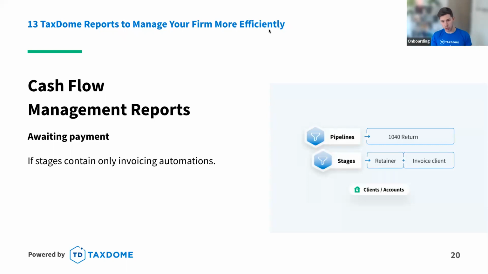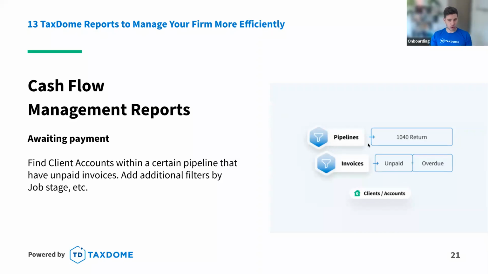You can find all of those clients with all those jobs by doing this, where you can filter your client accounts by pipeline and in a specific stage. So let's say you have 2,000 clients in your 1040 return pipeline, and of those, maybe 40 you're waiting to get paid. You can find those clients by using this report. Same exact idea, filter by the pipeline, but then not just clients in a specific stage, but clients with outstanding invoices inside of TaxDome.